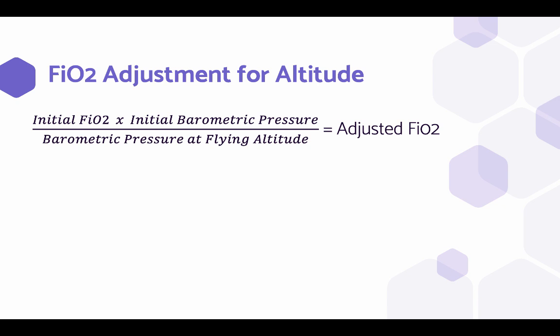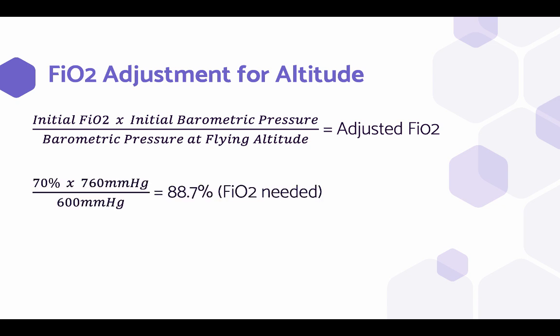So let's say a non-pressurized aircraft, right? Our patient, just as an example, has an FiO2 of 70%, or 0.7, and we're going to multiply that by our initial barometric pressure. We are at sea level, so 760 millimeters of mercury is our initial barometric pressure. We're going up to an altitude at which the barometric pressure is 600 millimeters of mercury.